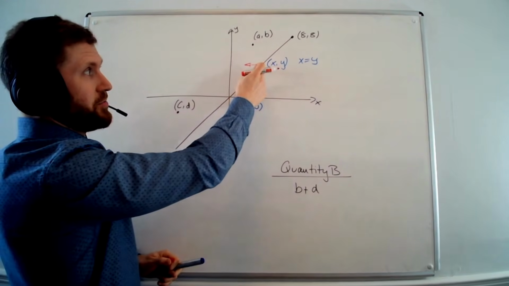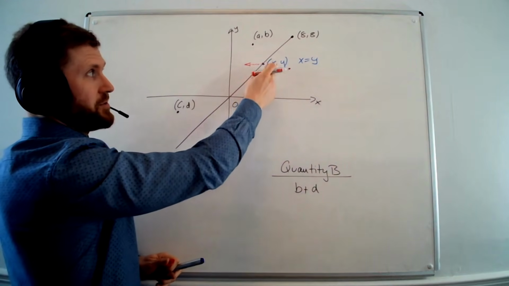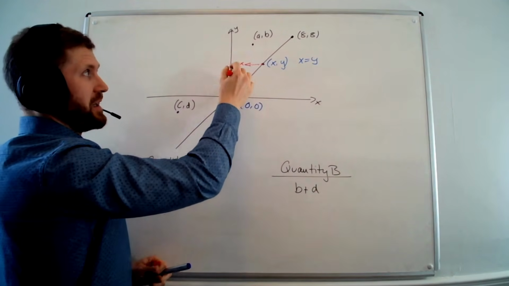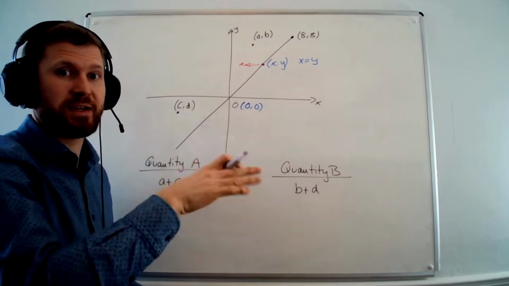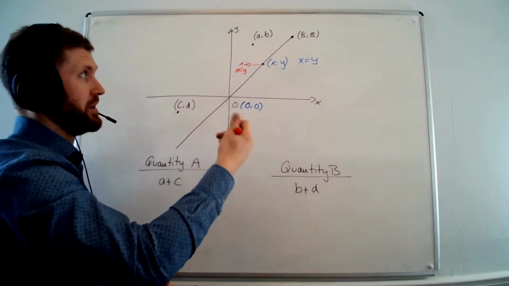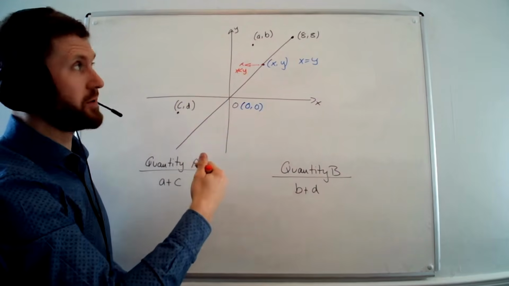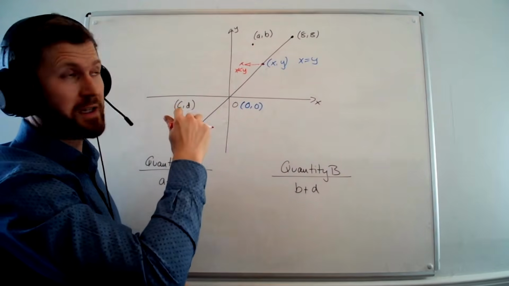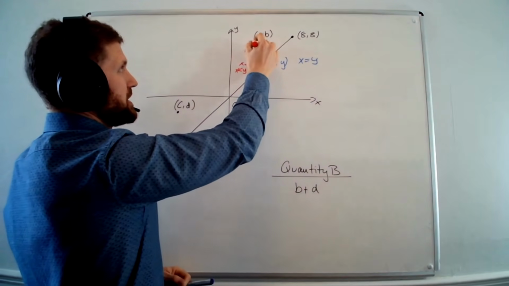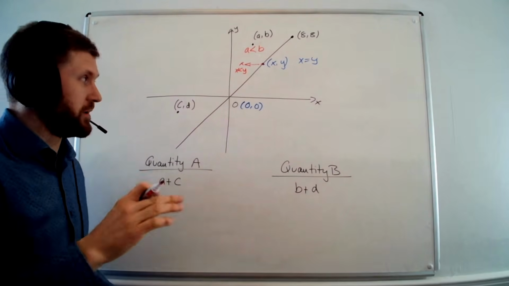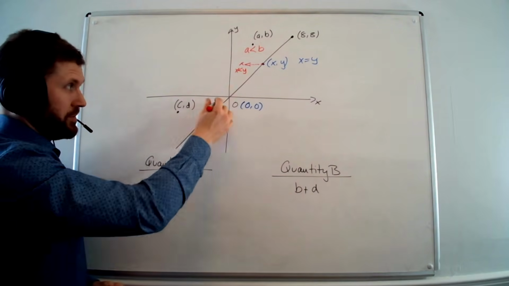So if x equals y, if the x coordinate equals the y coordinate when you're on the line, and I move to the left of the line, the y coordinate's the same, the x coordinate's getting smaller, so the x coordinate is going to be less than the y coordinate. So this point here, AB, is to the left of the line, and so we can say that A will be smaller than B.